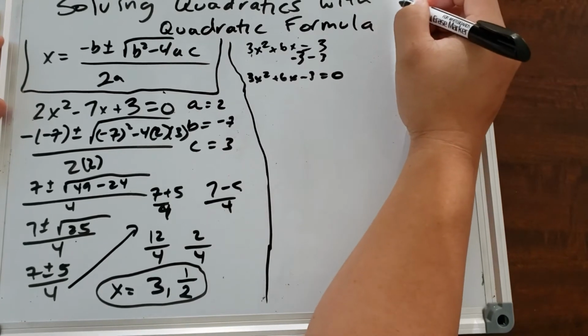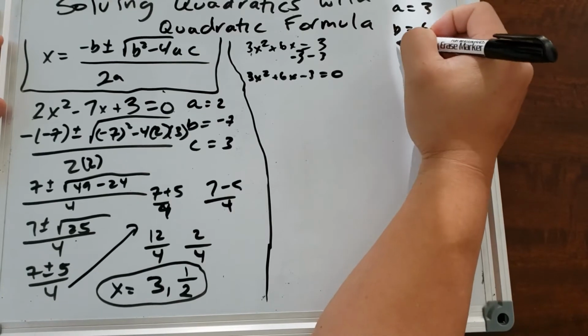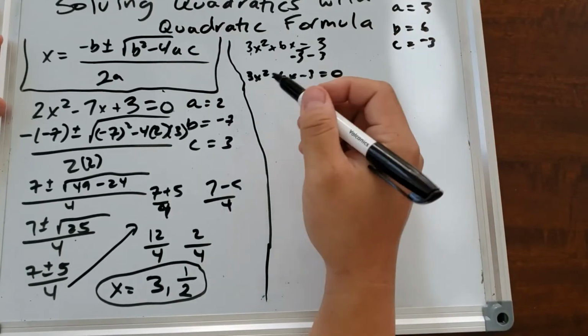And again, I'm ready to find my a, b, and c. So my a equals what? 3. My b equals 6. And my c equals negative 3. And then I'm just going to plug it in.